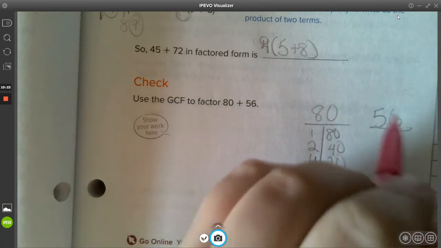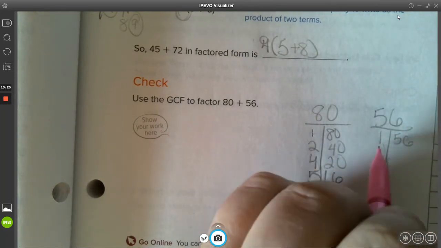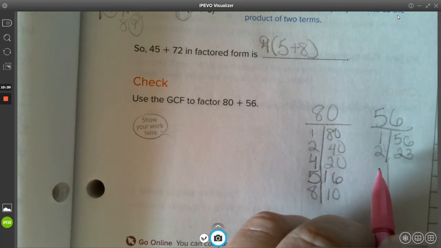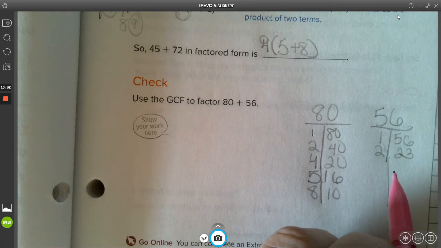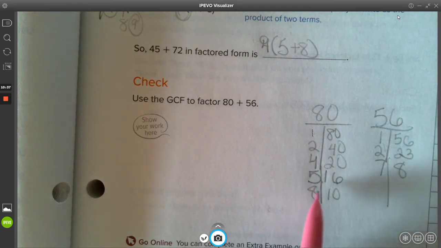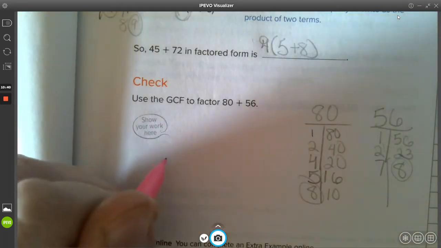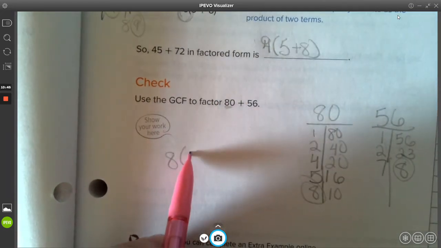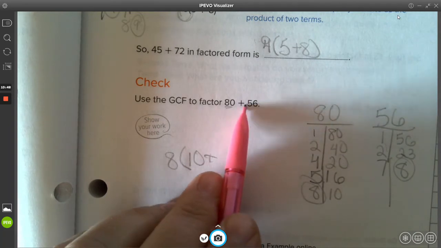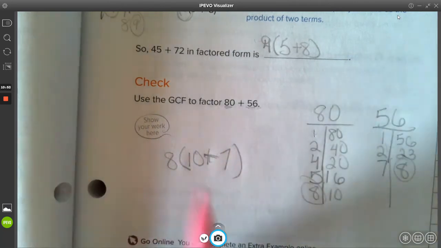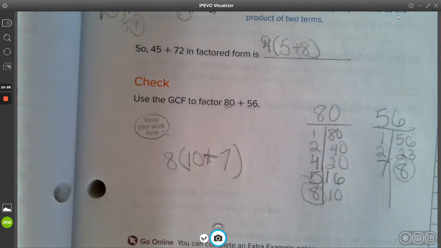Okay, 56, same kind of thing. 1, 56, 2, 28, 3, no, 4, no, 5, no, 6, no, 7, yes, and 8. So the greatest common factor here would be 8. Put that outside my parentheses. 8 times what is 80? That would be 10. 8 times what is 56? That would be 7. So the correct answer here would be 8 times 10 plus 7.